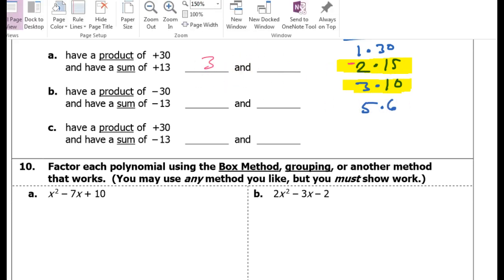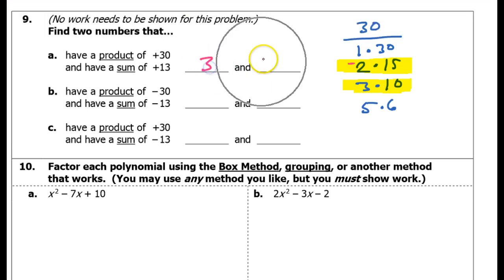I wanted to use the bigger ink. I'm going to use 3 and 10 because 3 times 10 is 30 and 3 plus 10 is 13.